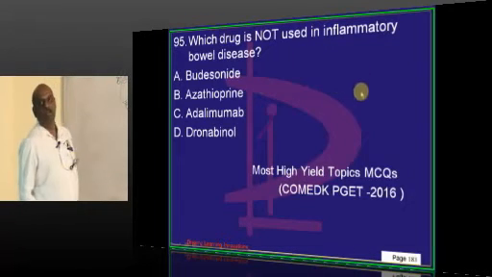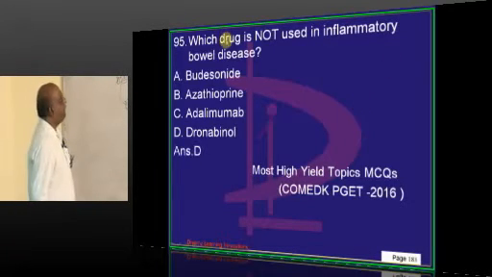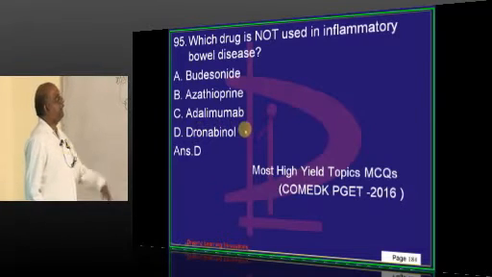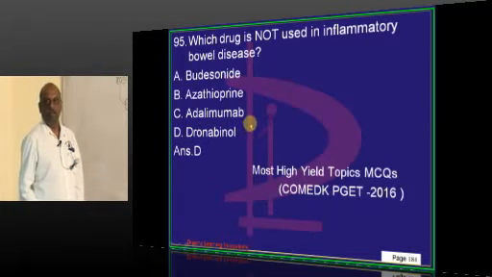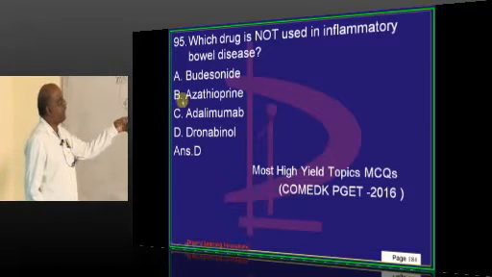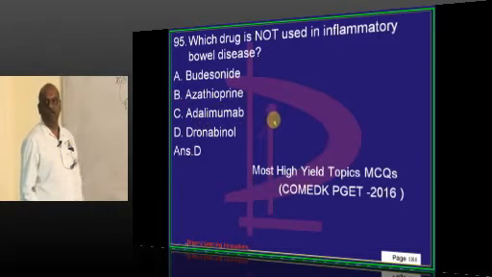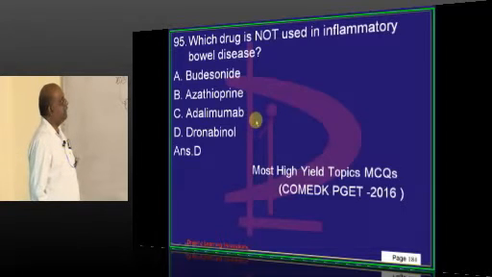Which drug is used for inflammatory bowel disease? You use all of them, but not dronabinol. Dronabinol is an antiemetic, right? So you use budesonide, azathioprine, adalimumab. All of them are anti-inflammatory, right?